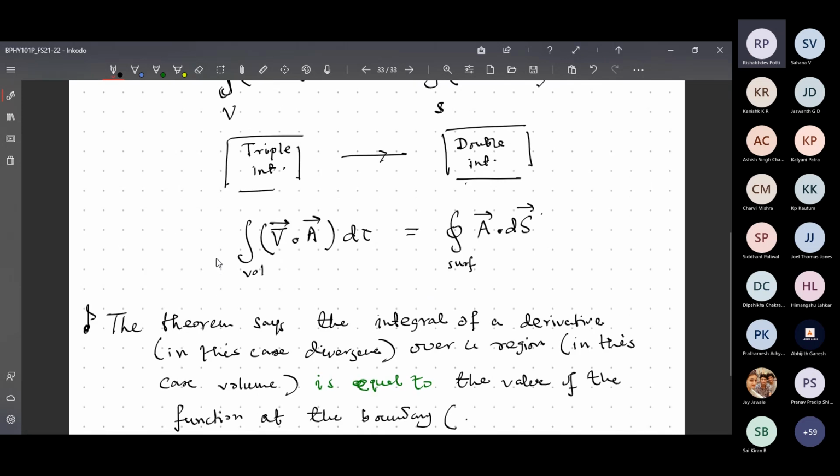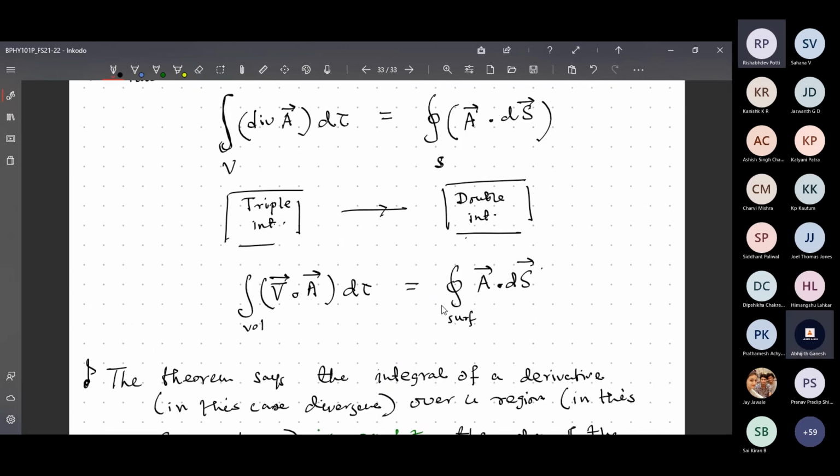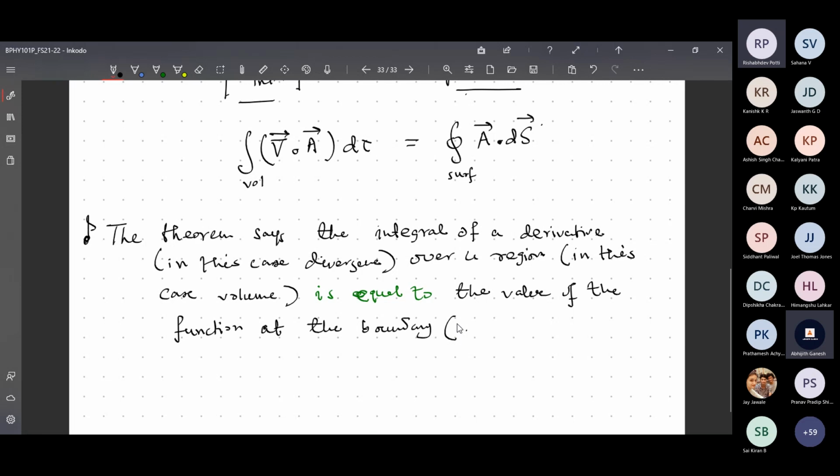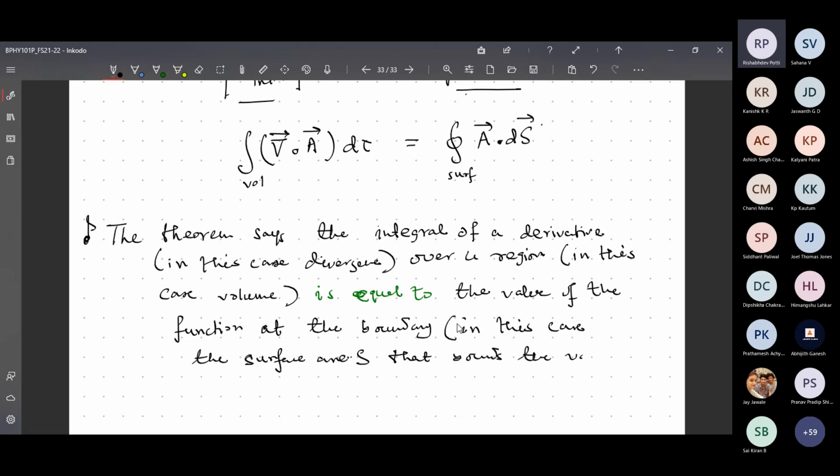In this case, what is the boundary? Is it the surface area? It is the surface area. In this case, the surface area S that bounds the volume. Such a profound statement.